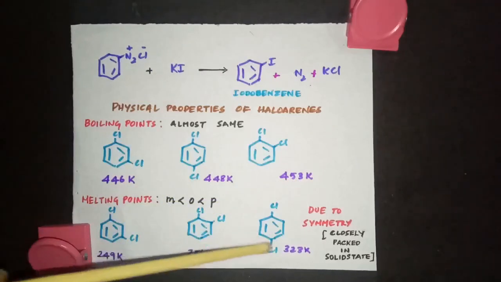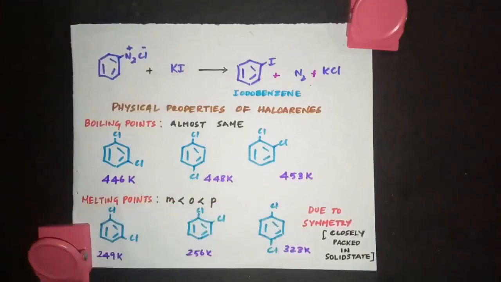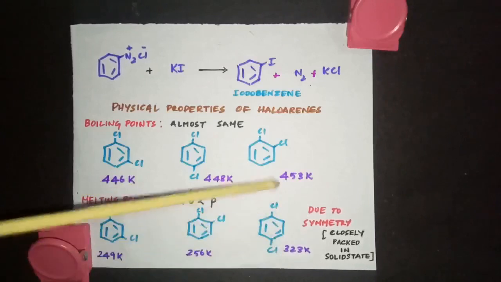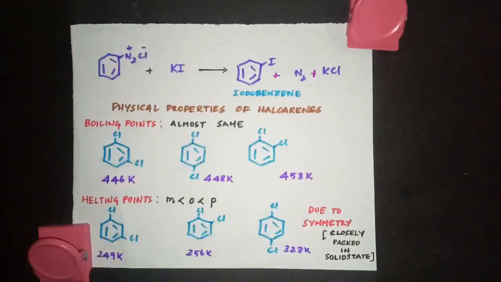Now this is the order. Now meta, ortho and para. Para dichlorobenzene has the highest melting point. The reason is when you take para, it has a symmetrical structure. Look at this structure. It has a symmetrical structure. So it's because of this symmetry, in the solid state, they are very closely packed.